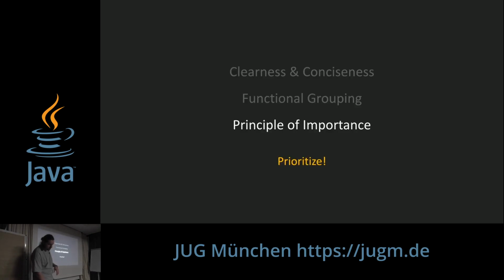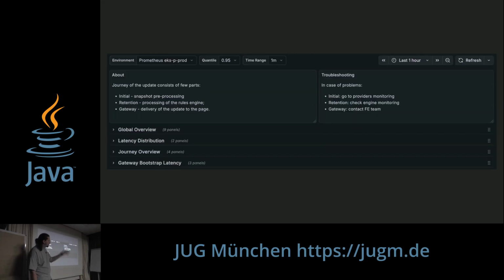Principle of importance. So usually we start reading from top to bottom, from left to right, and it's unlike usual stories. You don't want to build up suspense. You start from what is really important. Just take what is really important for your story and put it right on top.